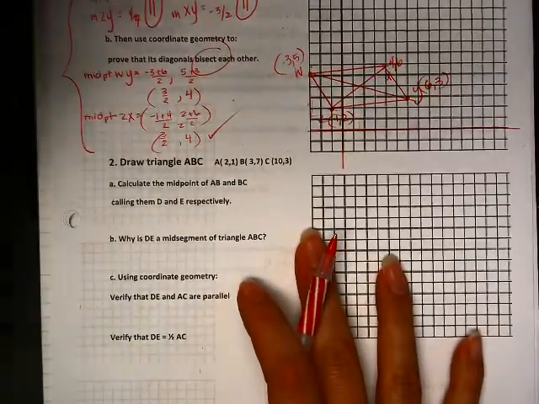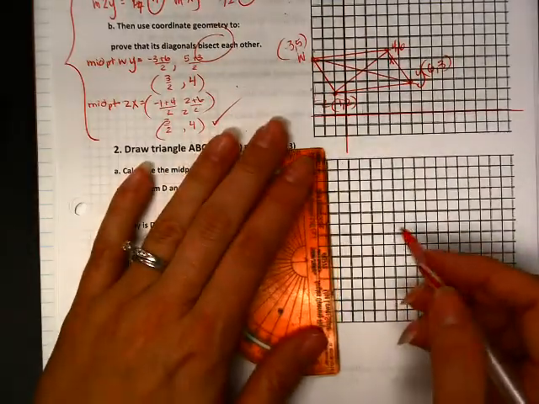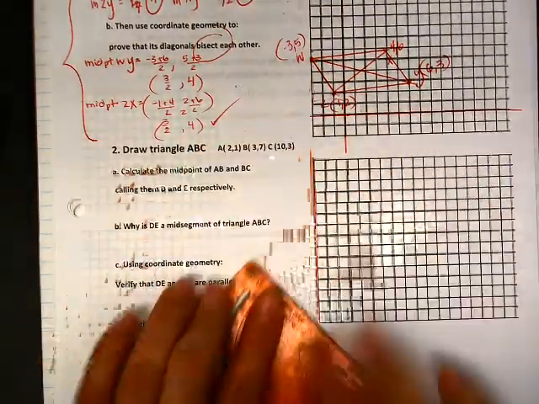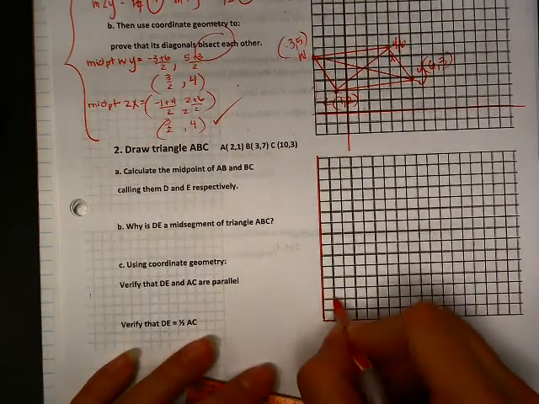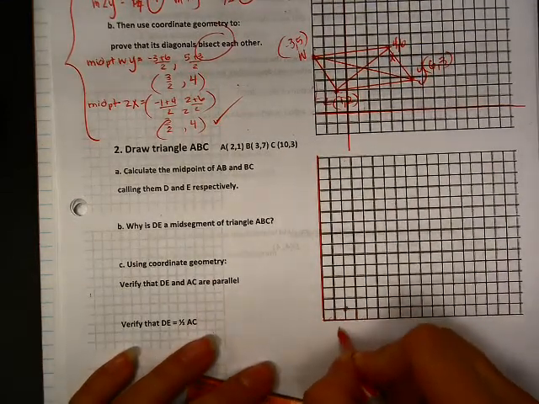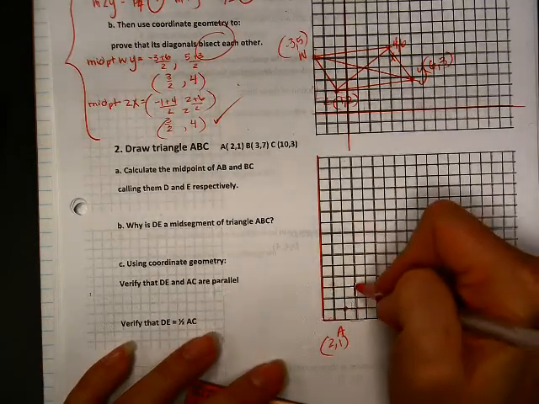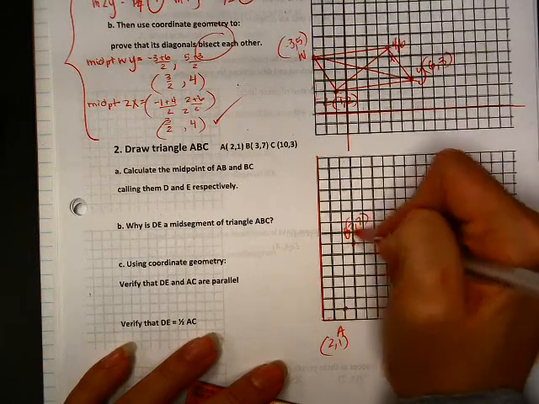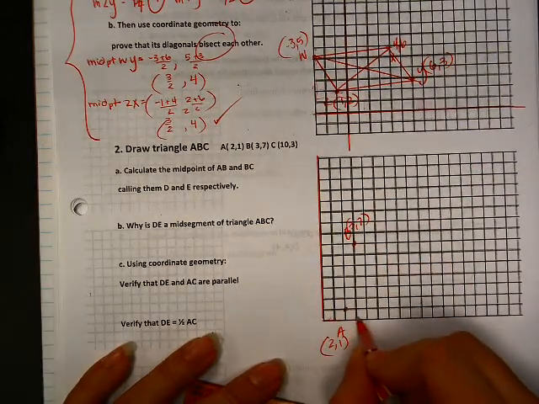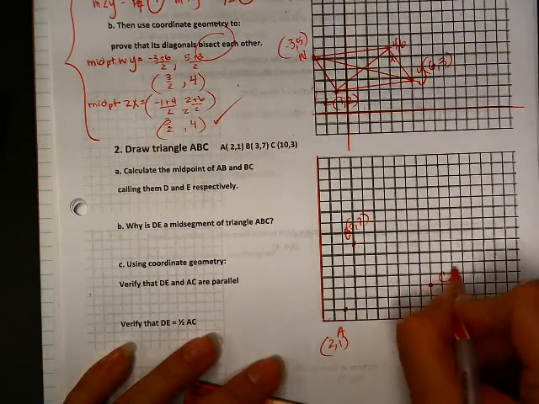Alrighty, let's look at the next one. So let's see, we're supposed to draw this triangle. It looks to be all positive, so I'm just going to keep everything in the positive. And we've got 2, 2, 1, which is A. And we have 3, 3, 7, which is B. And C is 3, 6, 9, 10, 3, which is C.